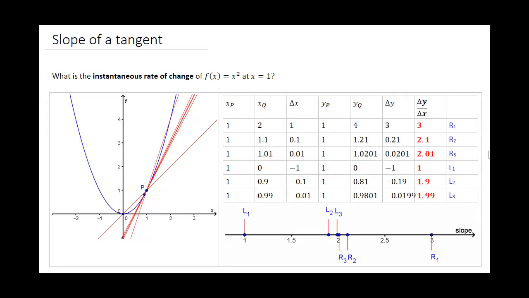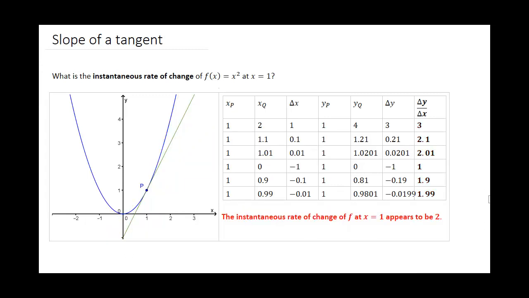Here are all of the slopes shown together on the number line. You can see that the slopes from the left are increasing and the slopes from the right are decreasing, and those two sequences of slopes are sandwiching in on some value. The value seems to be the number 2. We conclude that the instantaneous rate of change of the function at x equals 1 is 2, the slope of the tangent line.